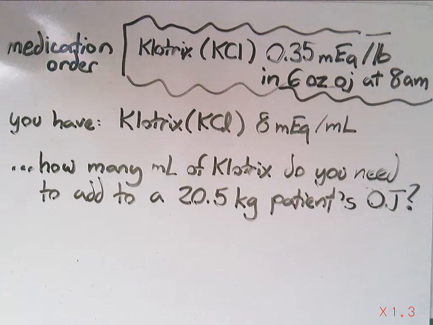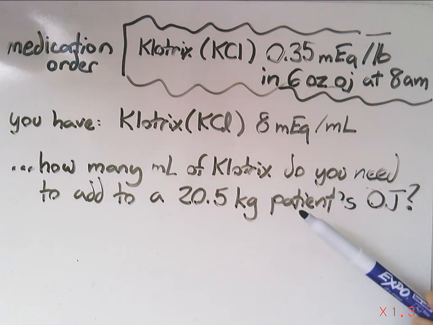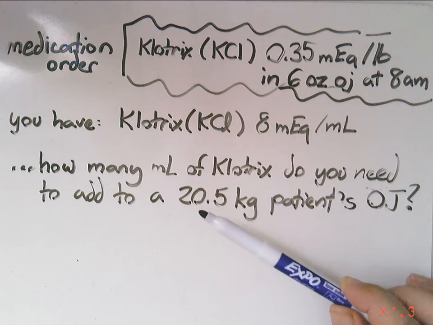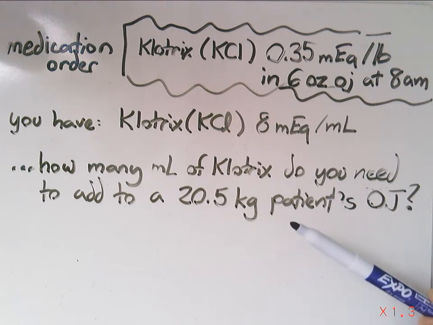So now you go and you find out you've got some Clotrix, but the concentration of it is 8 milliequivalents per milliliter. All right, so that's telling you how much drug you've got in a milliliter, basically. So now your problem is, how do you carry out the order? How many milliliters of Clotrix solution are you going to need to add for a 20.5 kilogram patient? You're going to put it in their orange juice, 6 ounces of orange juice.